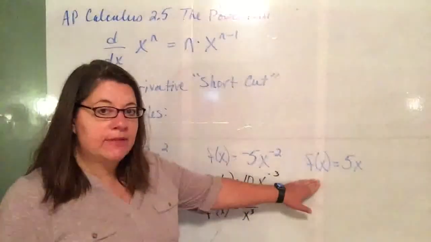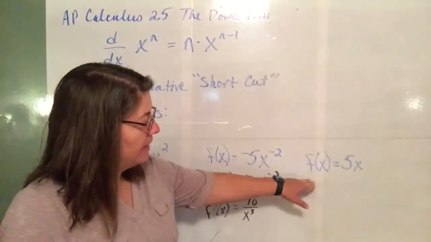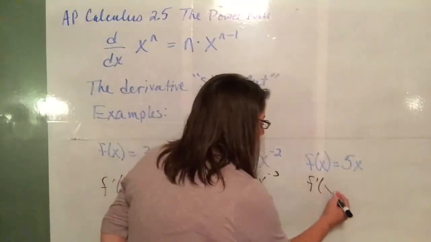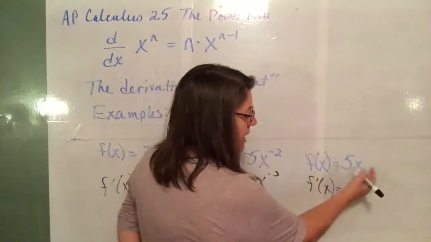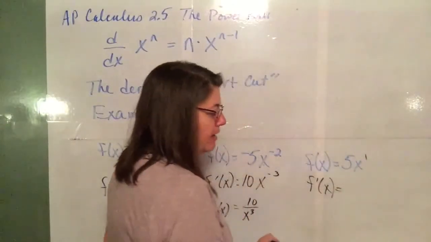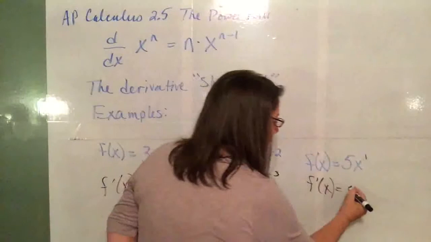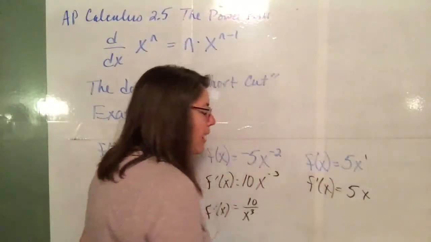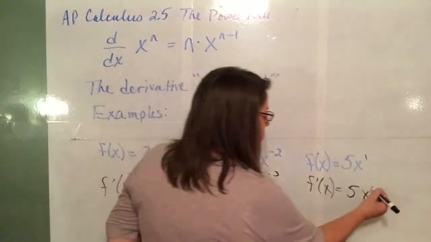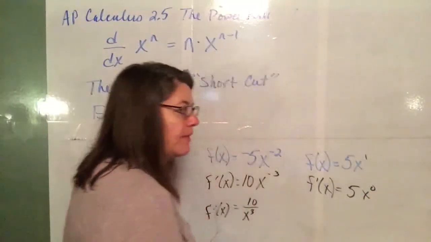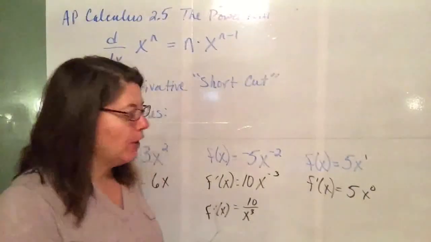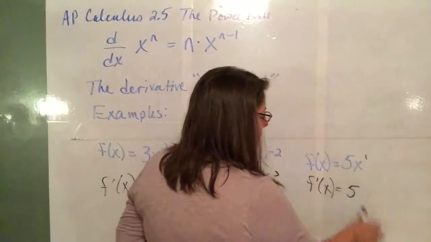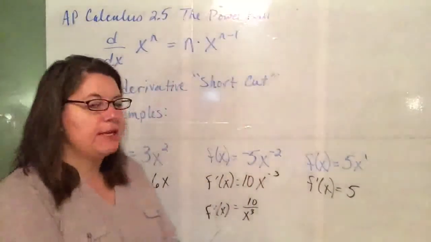The last example I have in this section, or this segment, is f of x equals 5x. Well, if I want to find f prime of x, I'm going to understand that that has a 1 for the exponent. So 1 times 5 is 5. And we keep the x. We decrease the power by 1. So that would be 5x to the 0. So now let's think about that. If it's 5x to the 0, do we need x to the 0 at all? We do not. So the answer to that one is just going to be 5.